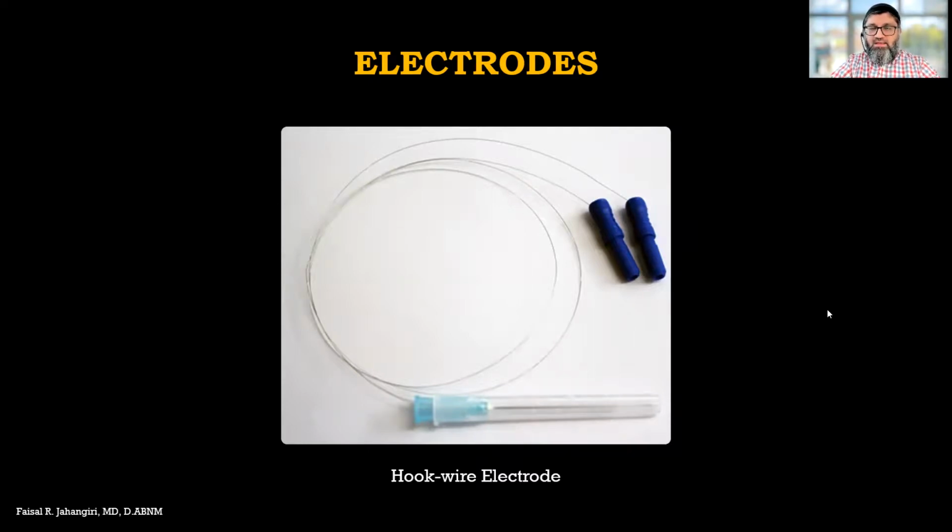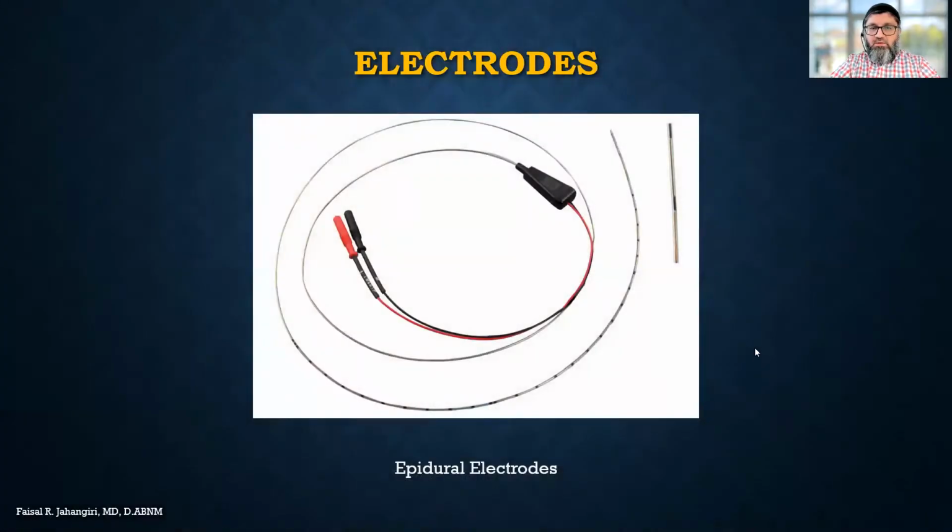And the reason is that the needle can pick up the cranial nerve or muscle nearby, but hook wires are less prone to pick up those responses. Epidural electrodes come in multiple contacts.